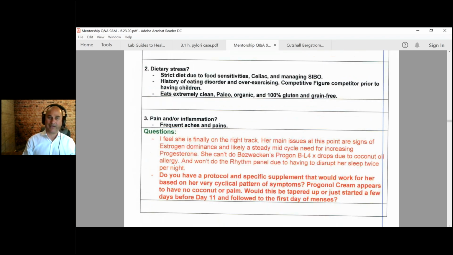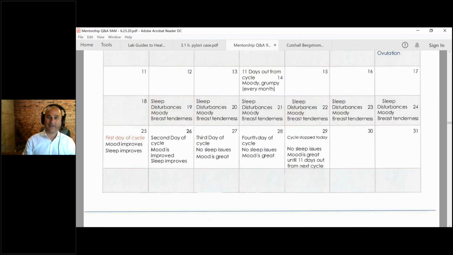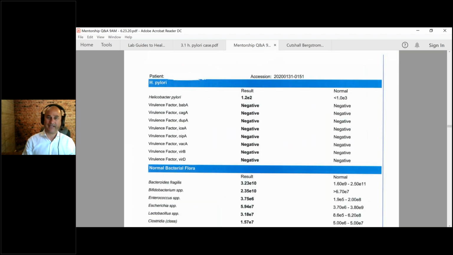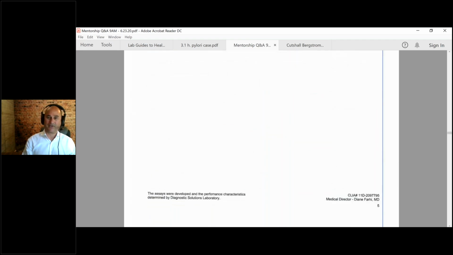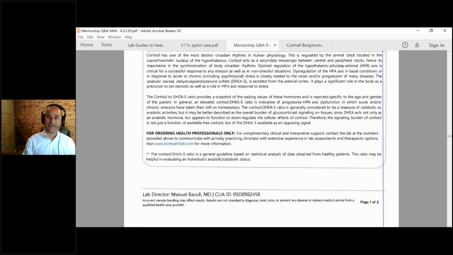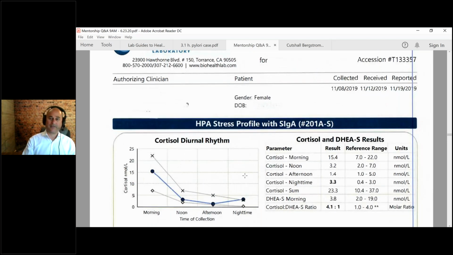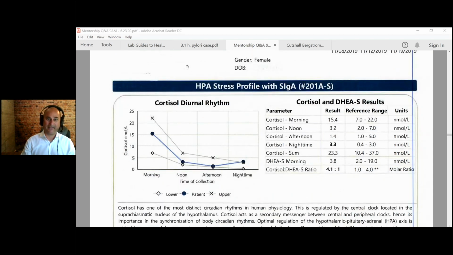And what was going on with this patient? It almost doesn't matter what's going on symptomatically. She had estrogen dominance related problems. H. pylori was found but not elevated. Let me scroll a little bit more. Oh, here we go. Here's a good one. This was a woman with an estrogen dominance problem. So here's her adrenal test.